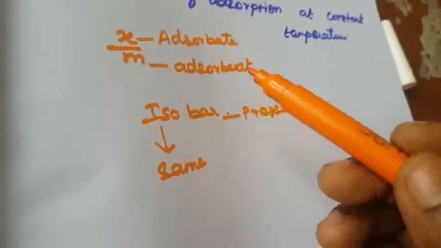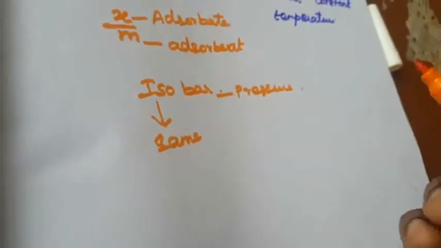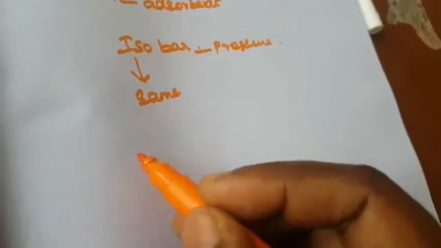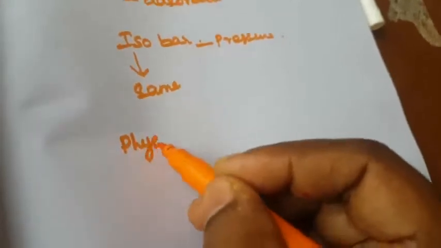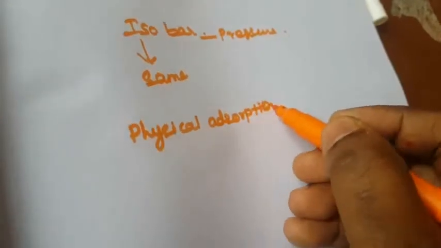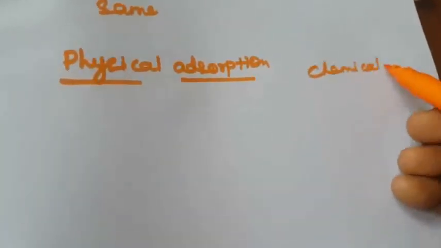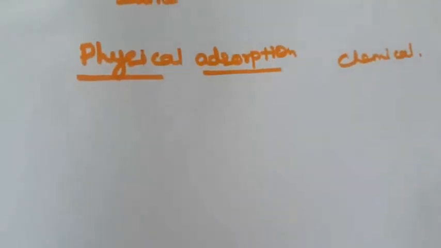So here is the variation of adsorption at constant pressure. That is x by m, where x is the adsorbate and m is the grams of adsorbent. It can be explained by plotting x by m against the temperature. Adsorption takes place in two types: physical adsorption and chemical adsorption.